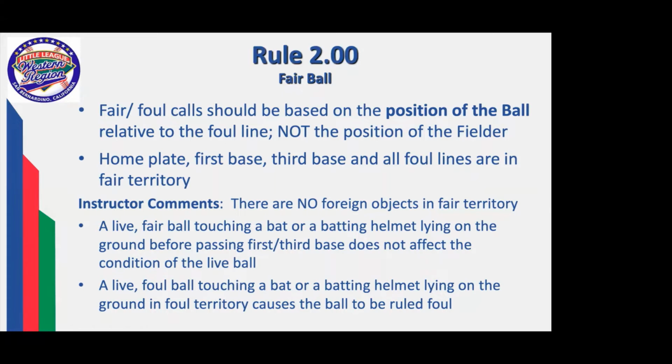A live fair ball touching one of these foreign objects, like a bat or a batting helmet, lying on the ground before passing first or third base, does not affect the condition of the live ball. So if I have a ball which strikes a dropped helmet for some reason and then rebounds into foul territory before first or third base, that's going to be a foul ball, even though it struck the object in fair territory. If a foreign object like a bat or a helmet is on the ground in foul territory, that's going to be a foul ball.